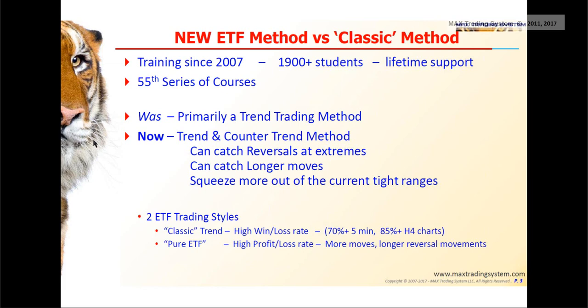But you can catch much longer movements, and you'll see what the result of that is. These days, this is one of the reasons why we're incorporating ETF, because the ranges in the markets these days are very, very tight. There are small ranges. For instance, the pound yen used to be around 600 to 800 pips on average per day, and these days we're lucky to see 150 pips per day on average.